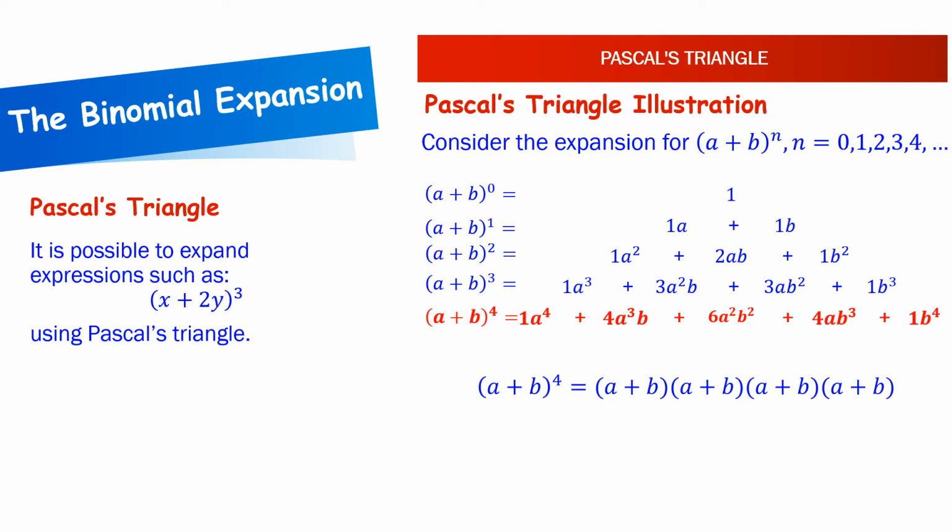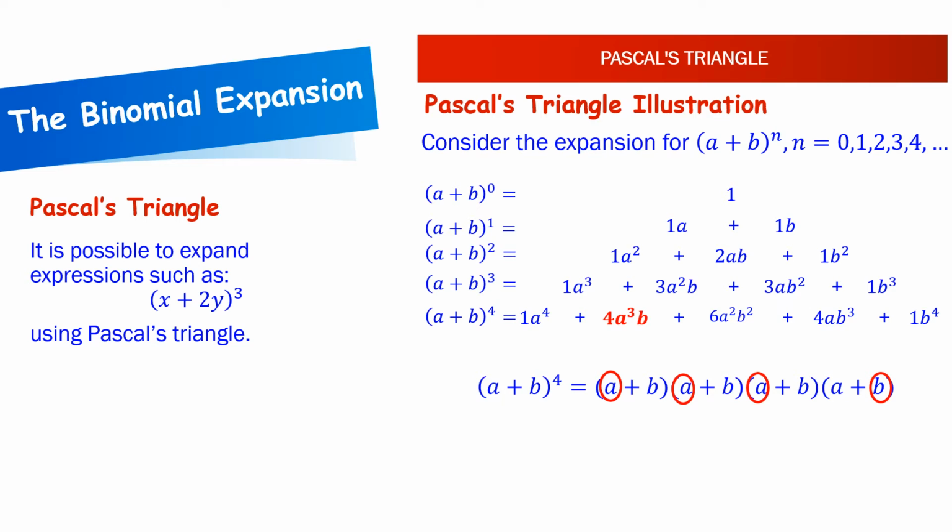The expansion of a plus b raised to the power 4 is given in the 5th row of Pascal's triangle as shown on your screen. Let's see how we got each of these coefficients. So for the first one, 1a to the power 4, we multiplied all the a's together to obtain a to the power 4. And clearly there is only one way of doing that. What about 4a cubed b? How do we obtain 4?